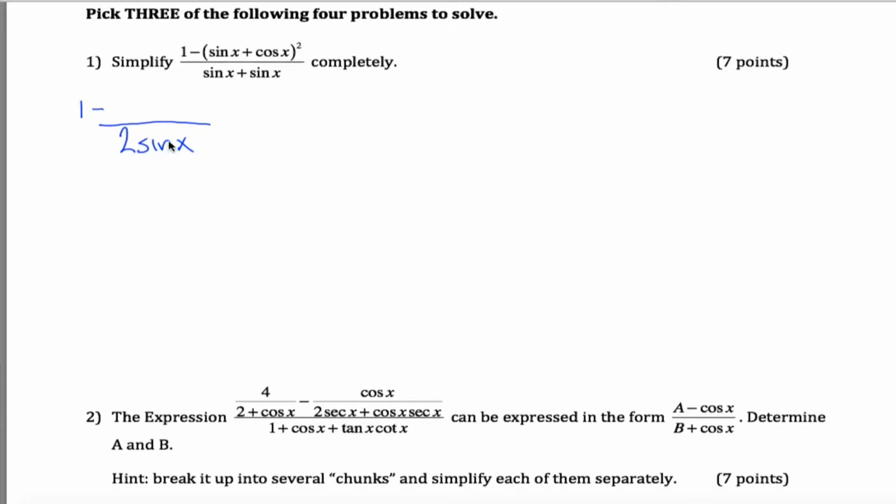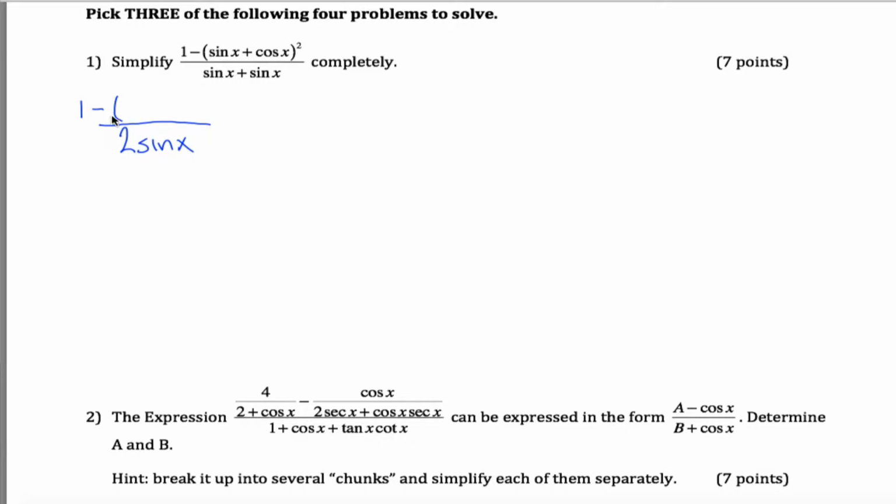The numerator, not quite as nice. You got 1 minus and then all this stuff. Sine of x plus cosine of x squared. You might think, oh, sine squared plus cosine squared. Yeah, that's great. That's just 1. No, I mean, that is just 1. But sine of x plus cosine of x squared is not the same as sine of x squared plus cosine of x squared. We'd have to FOIL this thing out.